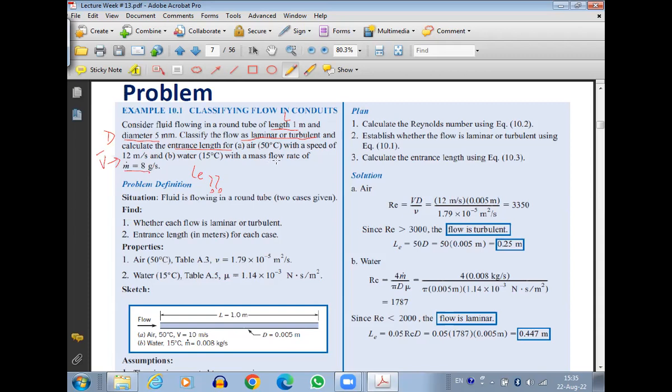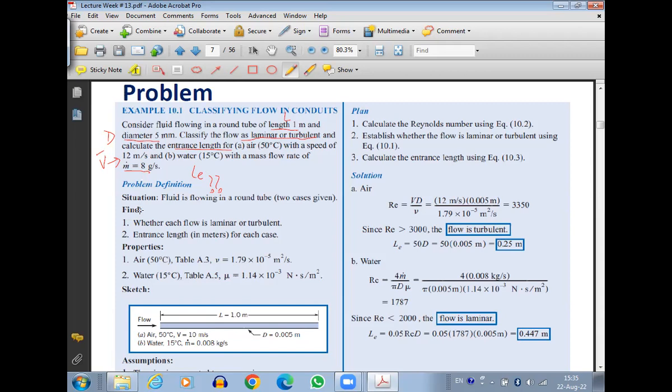So we have a pipe, a round tube. The length is given, the diameter of the pipe is given, and we need to find two things. The first is whether the flow is laminar or turbulent. The second is the entrance length for this pipe flow. And we have to solve for two cases. One case is when air is flowing at a speed of 12 meters per second. In the second case, water is flowing with a mass flow rate of 8 grams per second. So this is the problem statement.